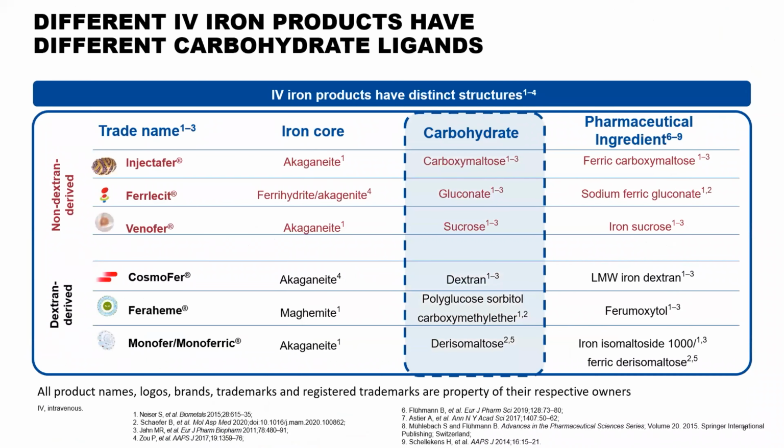It is really important to acknowledge the criticality of the carbohydrate surface ligands, which impact each product's unique pharmacokinetic and pharmacodynamic profile. As this schematic illustrates, with the 6 available reference listed drugs, each has a different carbohydrate ligand, which comprises the surface characteristics.